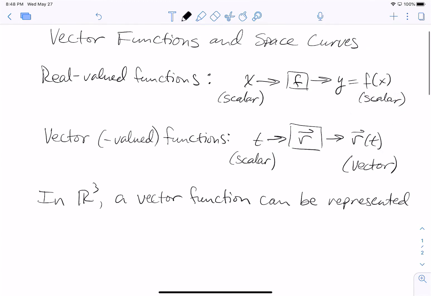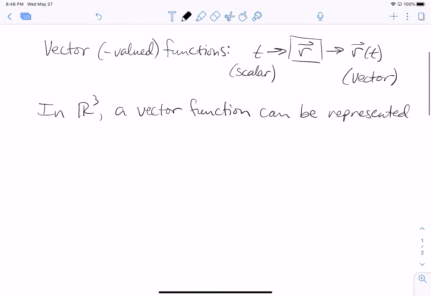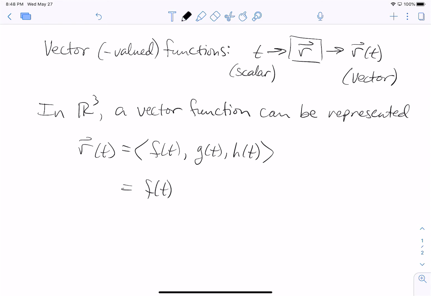In R3, a vector function can be represented as r of t is equal to <f of t, g of t, h of t>, the components of which are each functions. I've used the angle bracket notation here, but we could just as accurately represent it using i, j, and k. So f of t i plus g of t j plus h of t k.